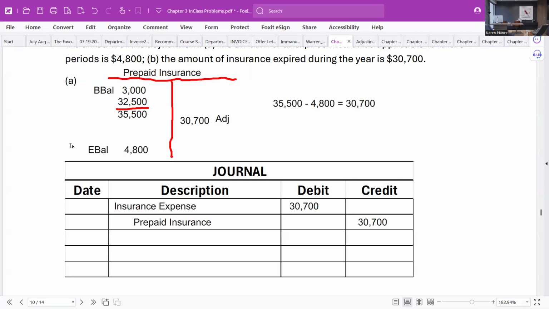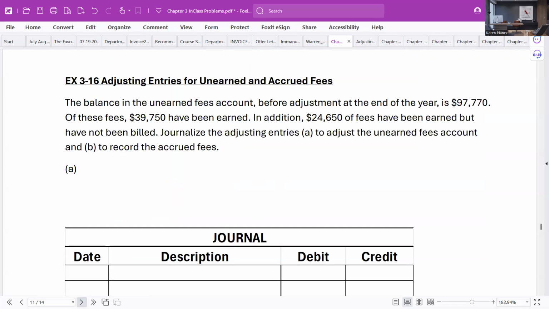Okay. Next. Let's move now to unearned and accrued fees. So we're going to do both in exercise 3-16. We have unearned and accrued fees. So in part A, we're told that before they make any adjustments, this unearned fees account has a balance of 97,770.